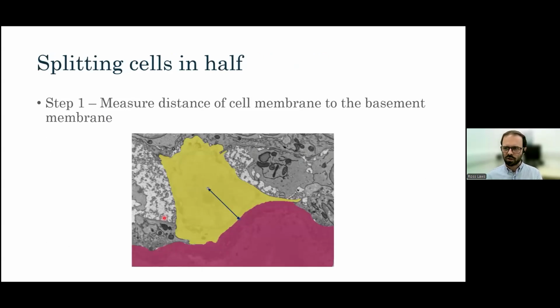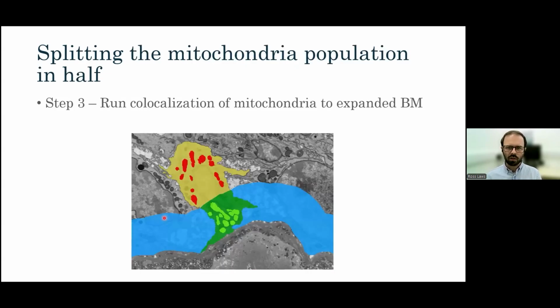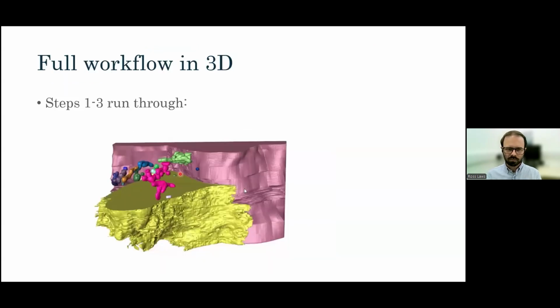So step one is to measure the distance from the center of the cell to the basement membrane. Then step two, you dilate the basement membrane to this distance to give us the basal region of the cell. Then step three, look at which mitochondria co-localize to the expanded region of the basement membrane. So the green area would be the basal side of the cell and the yellow, the apical region of the cell. And just to run through what that looked like in 3D.